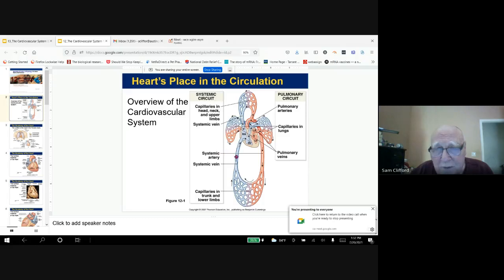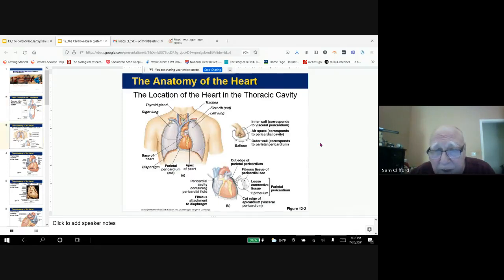So the purpose of this diagram is to indicate the flow of blood through the heart. Blood is returned from these veins to the right atrium, it's pumped to the right ventricle, it's pumped to the lungs, it's oxygenated, it comes back to the left atrium, and is pumped out of the left ventricle to the whole body. So study that diagram, get that straight.